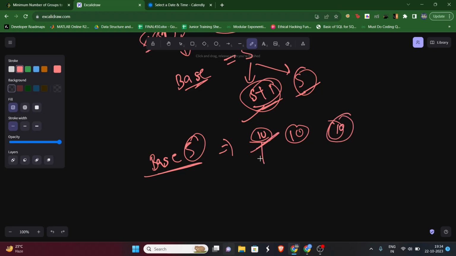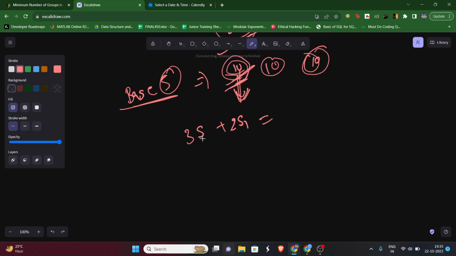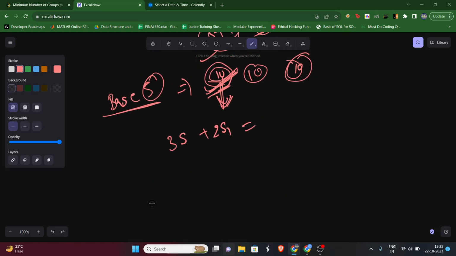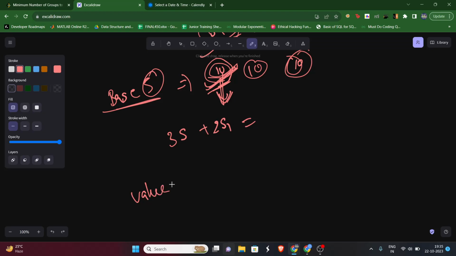So what can we do? For this number, I know that we have to split it in such a way that each group should be of size S or S1. We know that, right? So let's say we can have 3 times S and 2 times S1, and that should be equal to this count. What I am trying to say is, consider one value. For a particular value, its total count, or the number of its occurrences, is 10.